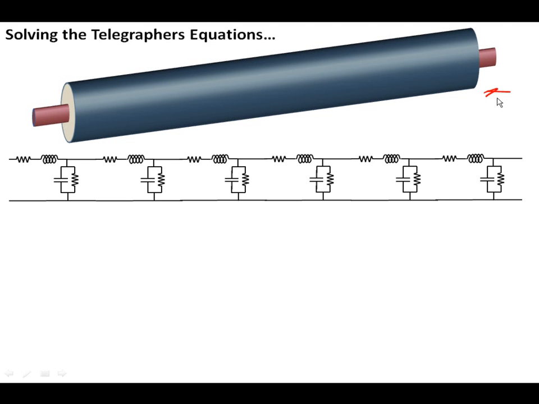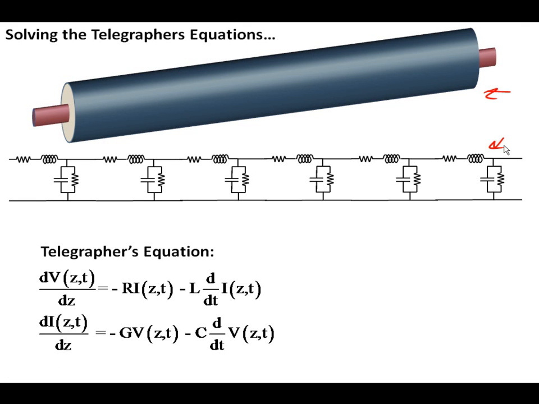We've gone ahead and written differential equations that tell us how the voltage, V, and the current, I, vary as a function of z, distance along the line, and time. And we've described it as the telegrapher's equations right here.